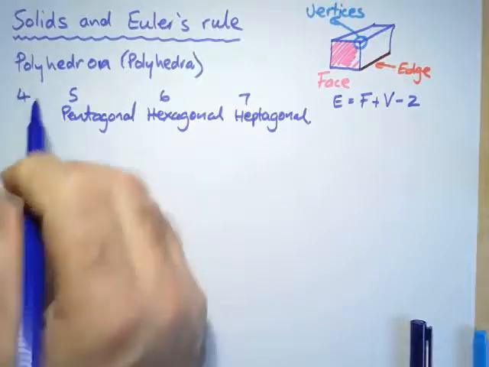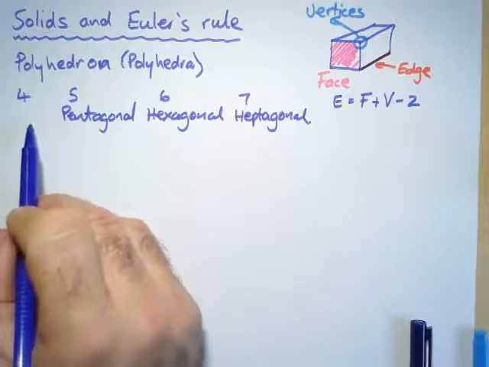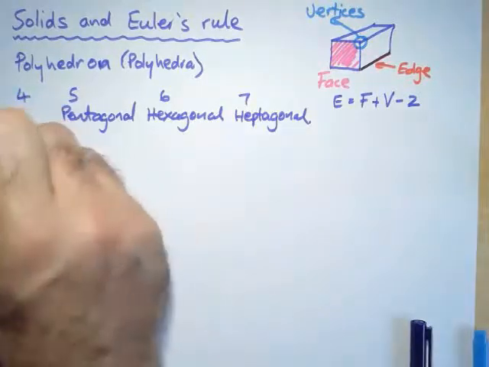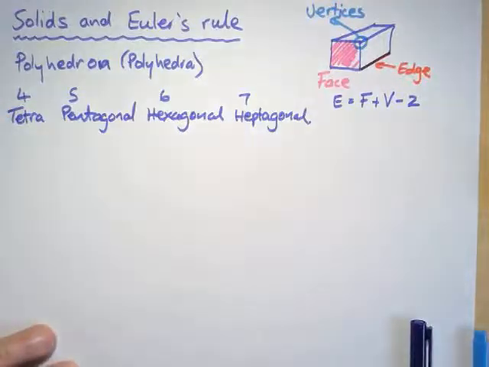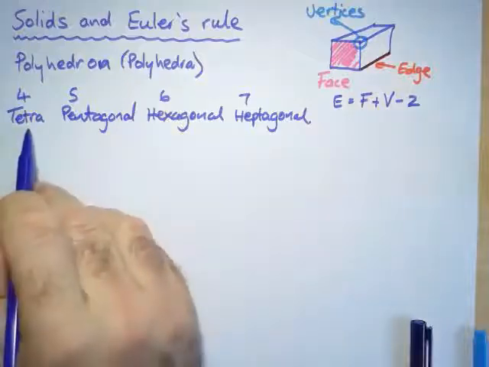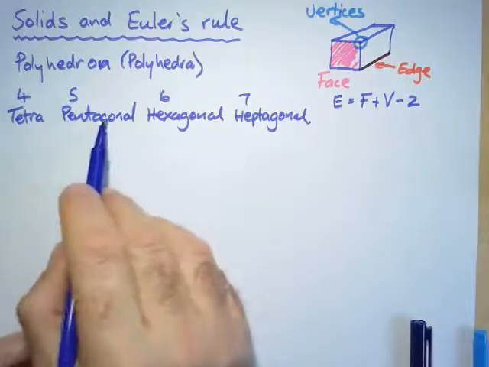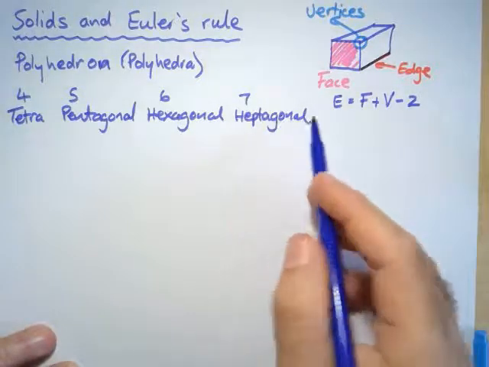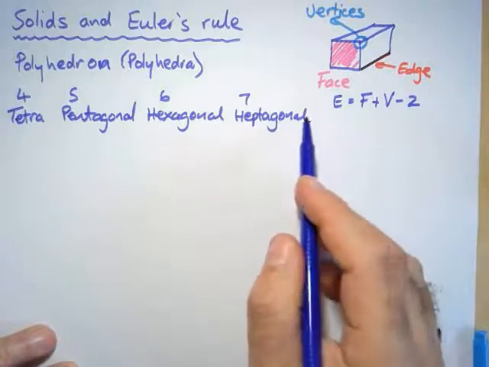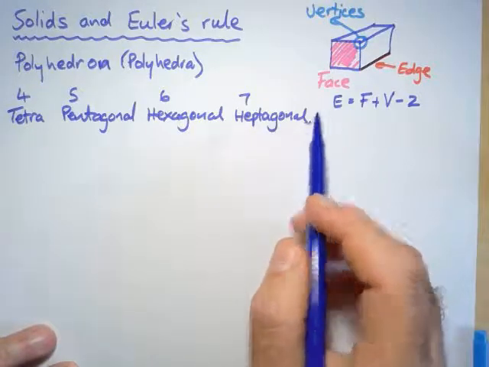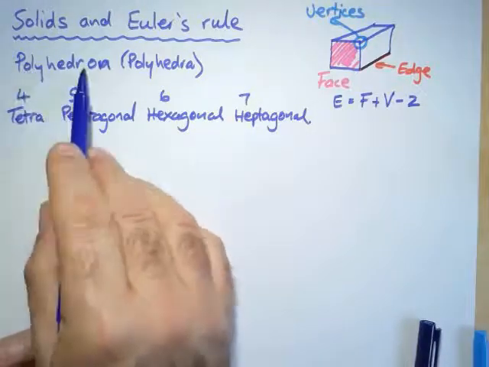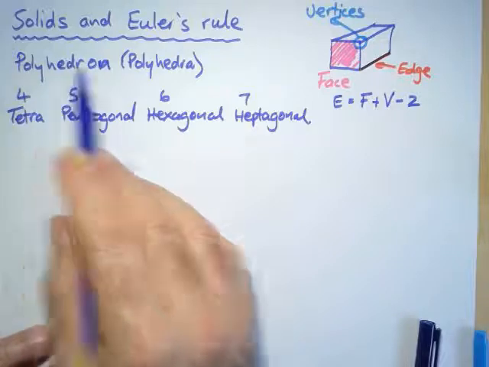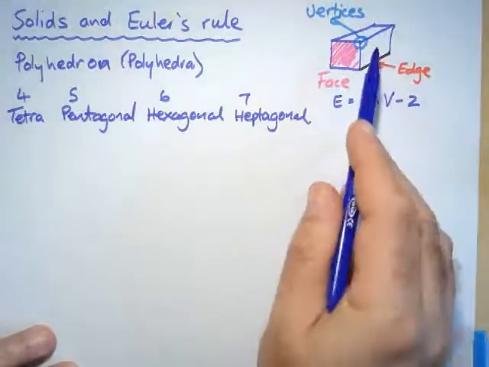When you come to 4, we don't say quadrigonal, right? This one is called tetra. So tetra is if there's only 4 faces. So tetra is 4, pentagonal, hexagonal, heptagonal, octagonal, nonagonal, decagonal. Okay, so just quickly, polyhedron, poly many, hedron faces, so many faces. So I can name it according to the number of faces.